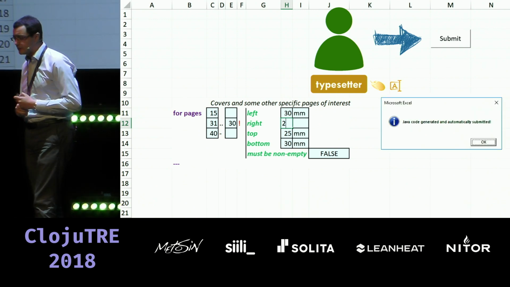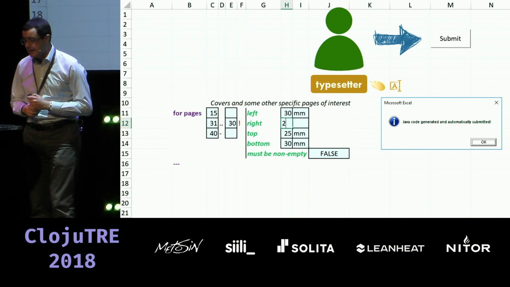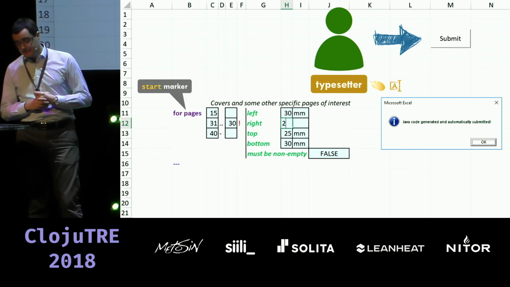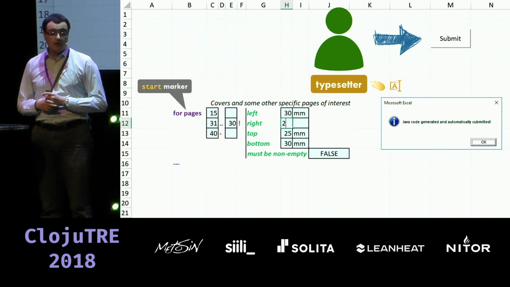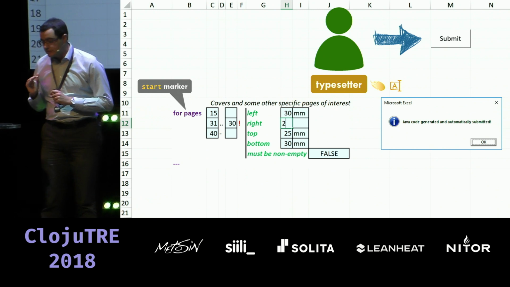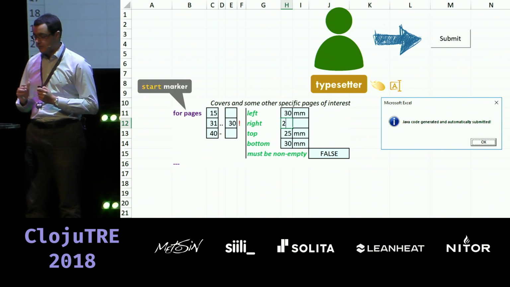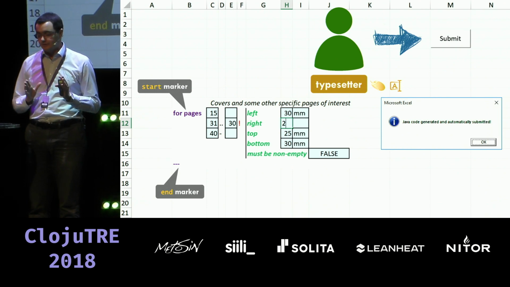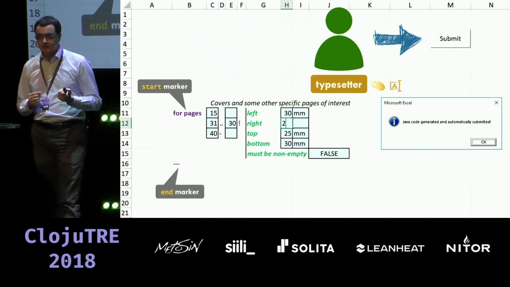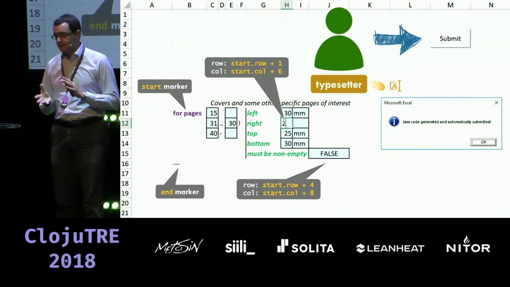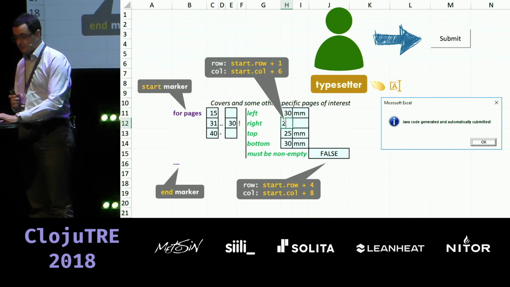Let's have a more detailed look at the layout of cells here. A specification starts with the cell that contains words for pages. It always spans 9 columns to the right and spans to the bottom until the end marker, which is 3 consecutive minus signs, is found. In this layout, for example, the value of the right margin is always located in the cell that is 6 columns to the right and 1 row below the starting marker cell.